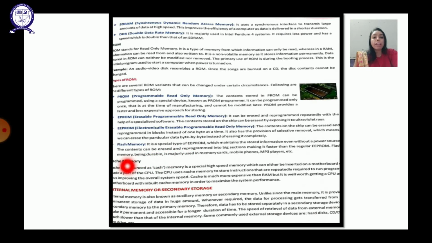Next, in the memory unit, we have learned the internal memory, that is your RAM and ROM. We also have the cache memory. Here CACHE is pronounced as cash. It is a special high speed memory. Suppose the data is needed by the CPU. First of all it will put the very important data in the cache memory, and from there the data can be very easily taken and accessed. It is well worth getting a CPU with inbuilt cache memory so that the system performance can be improved.